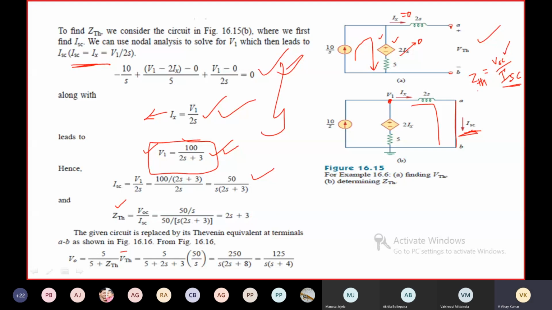Already I've discussed, ZTH is equal to VTH by ISC. It is the ratio of VTH to ISC. VOC by ISC: you substitute VOC and ISC in this, then you're going to get 50 by S divided by 50 by S into 2s plus 3. Finally, you're going to get ZTH is equal to 2s plus 3.